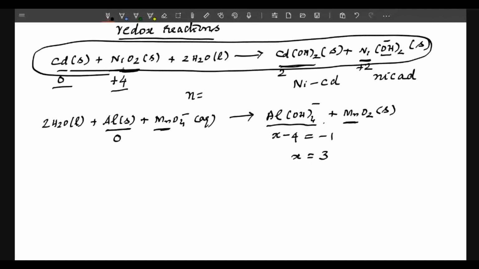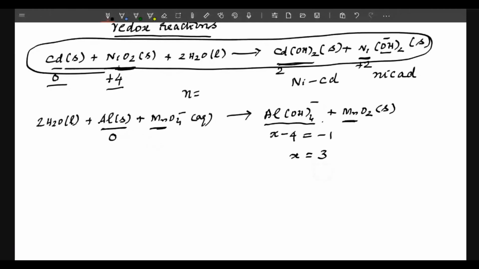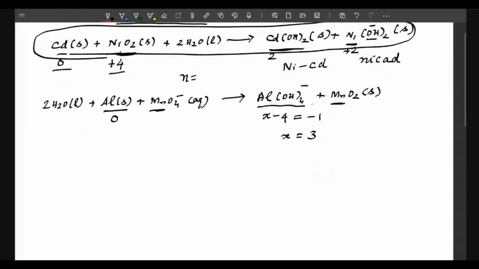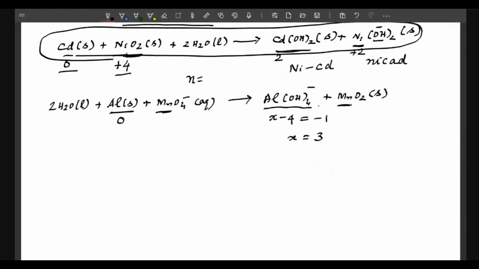How much is the oxidation state difference? Definitely this difference of three would be there. Then the total number of electrons involved in the process is 3, because the 3 electrons are released by the aluminium. Those 3 electrons will be consumed by the manganese. You can check it. What would be the oxidation state of manganese in permanganate? +7. And here in manganese dioxide, +4. Here the change is +3.